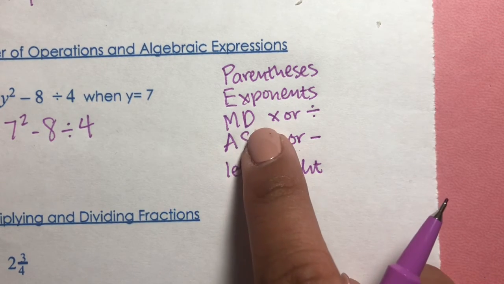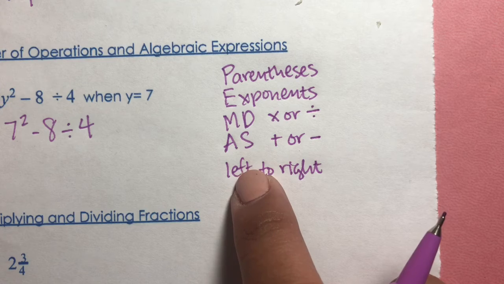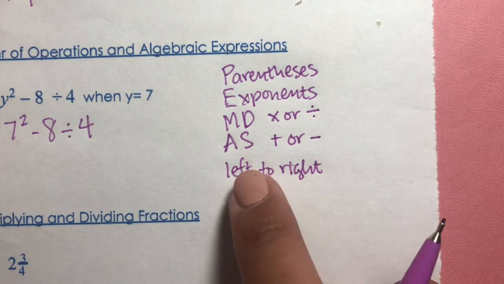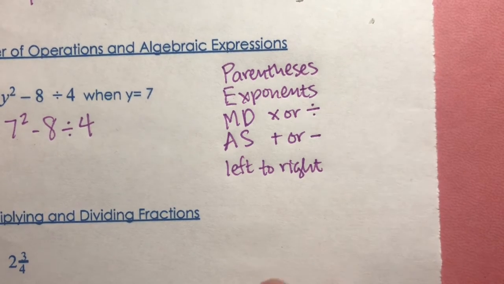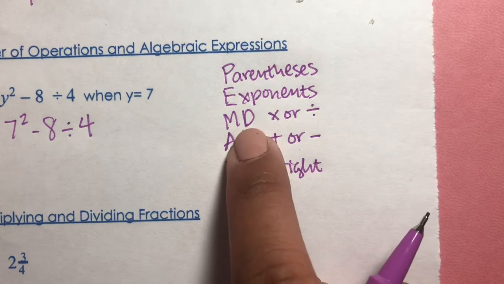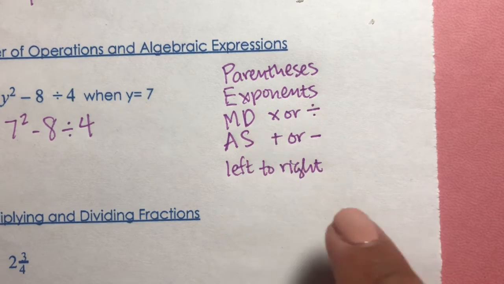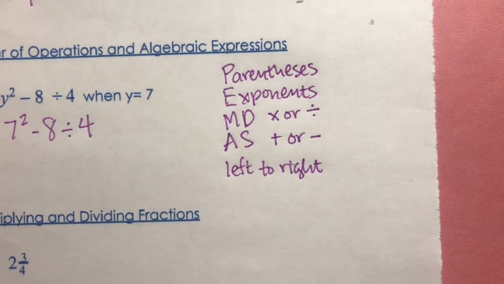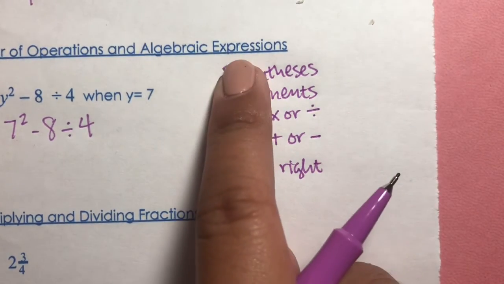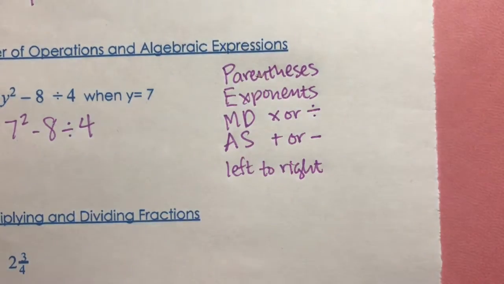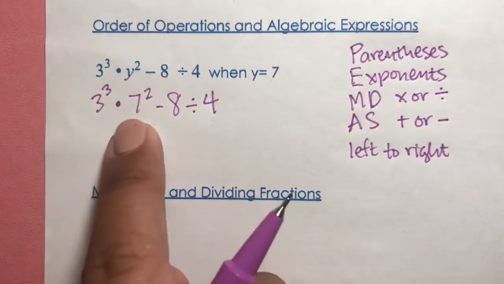So if division is on the left side and you're moving from left to right, and you see division first, then you have to do that one first, not the multiplication first. And same thing with addition or subtraction. So they're interchangeable, whatever comes first from left to right. Okay, so now that we've reviewed what PEMDAS is, we can move on with this expression.